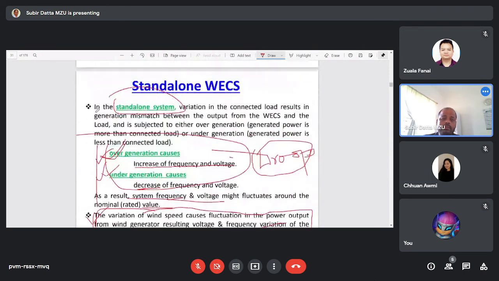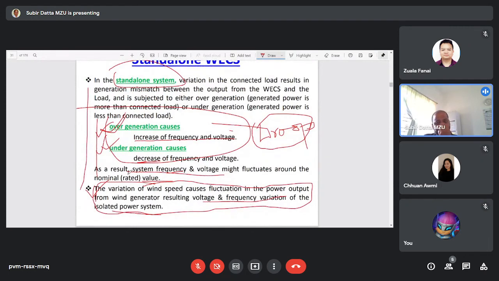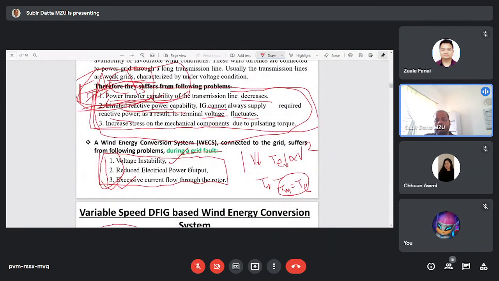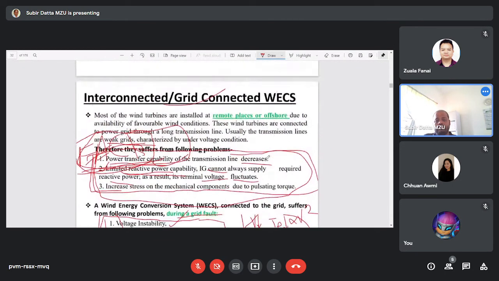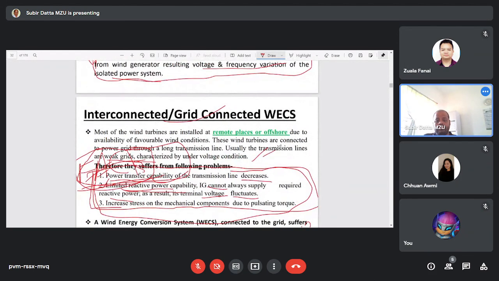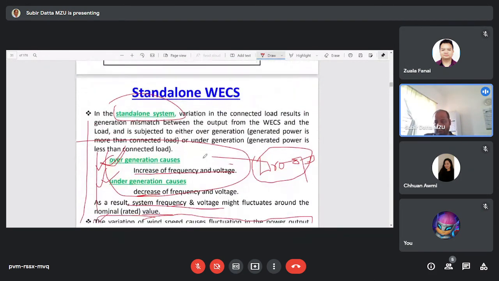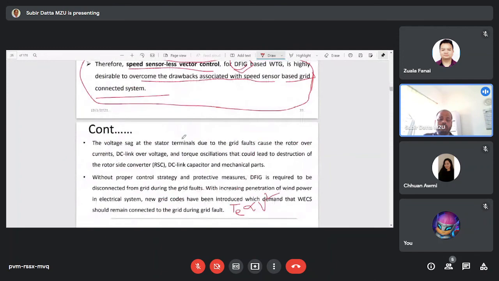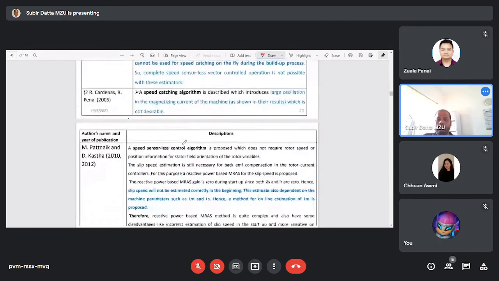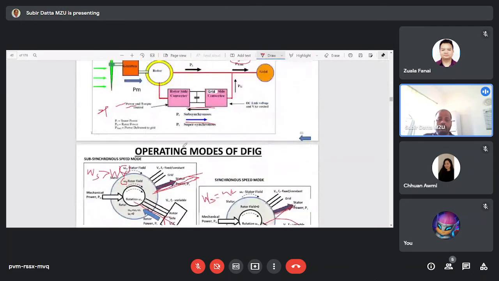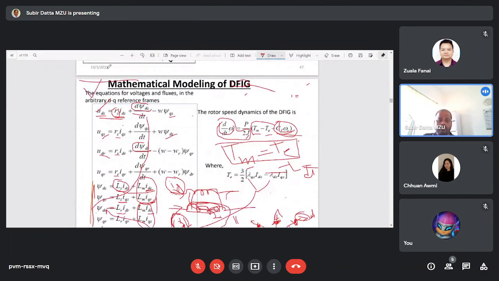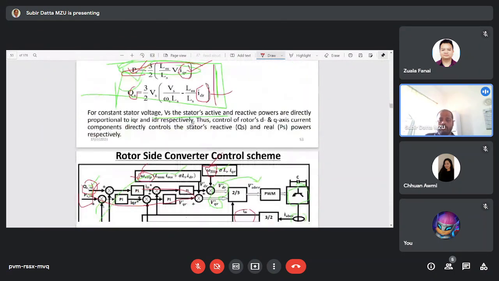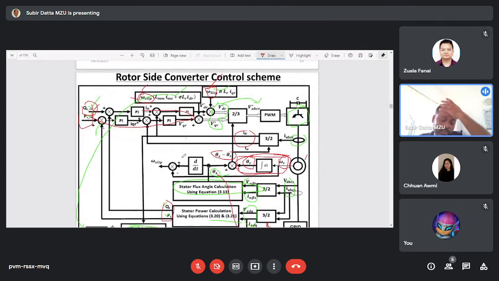This part I will explain in the next class. I already explained the voltage stability problems of the grid, so that part is completed. This one I will explain next week. Next class, I will explain only the standalone wind energy conversion system, then I will start the mathematical modeling, then the control scheme. I will explain all these things. This is a very important part, so I will explain it next class.